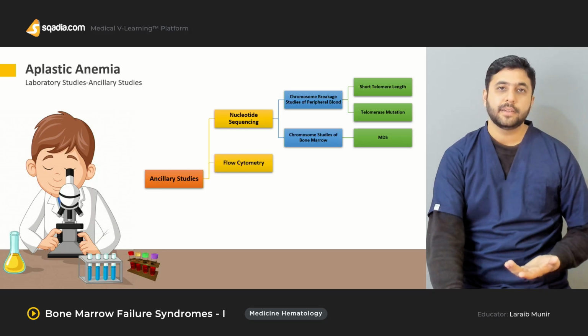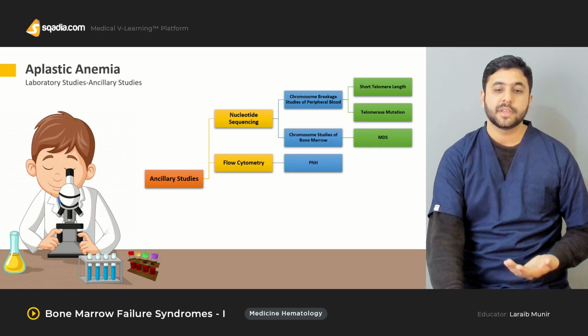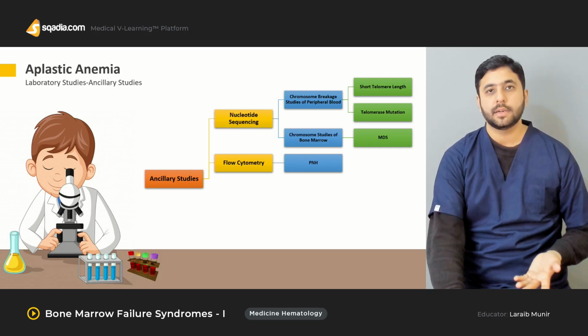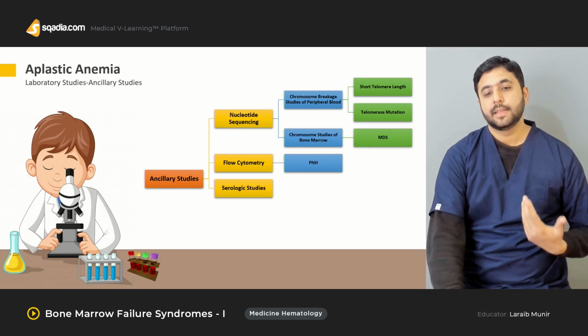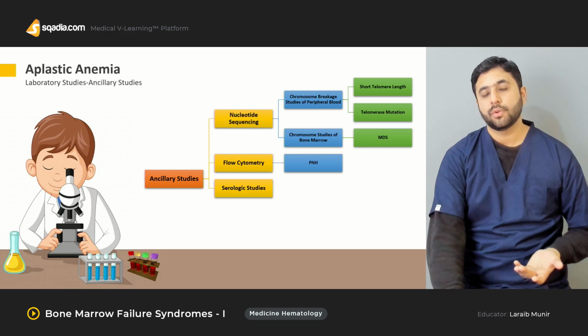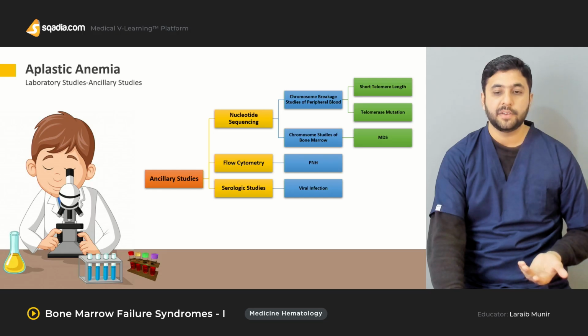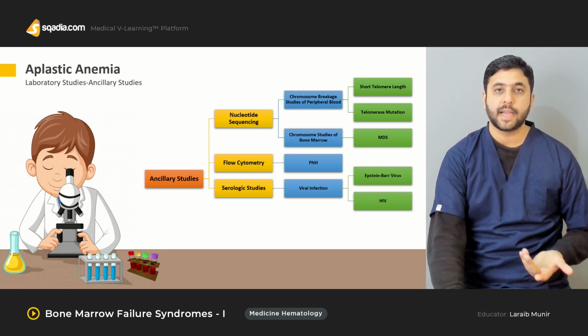Flow cytometry is one important study to do, specifically if we are suspecting PNH, as we talked about in our discussion on PNH. Then certain types of serological studies looking for antibodies against viruses, specifically viral infections like Epstein-Barr or the HIV virus. They are important to do if we are suspecting these as the cause of aplastic anemia.